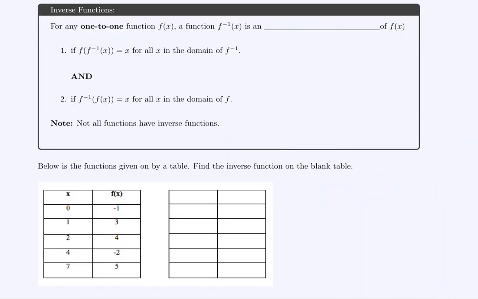So when we talk about whether a function f of x has an inverse function, we first have to know if the original function is one-to-one. Because only one-to-one functions have inverse functions.